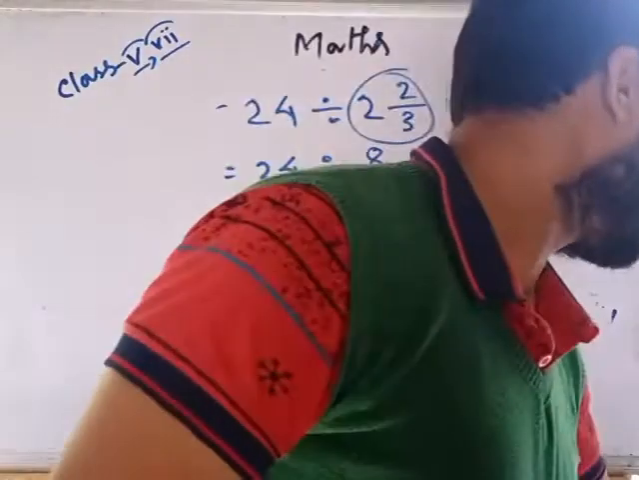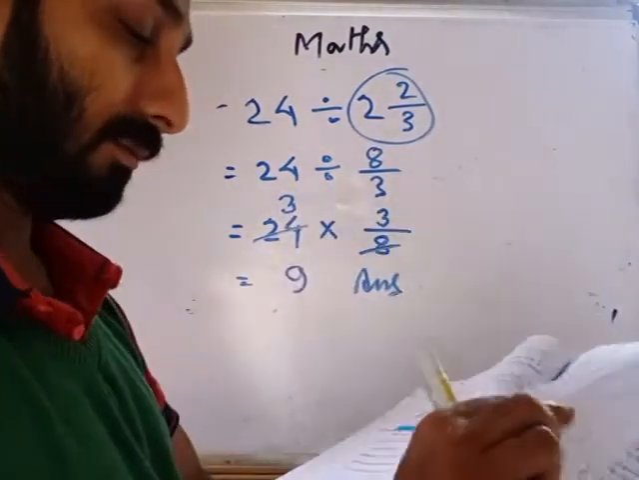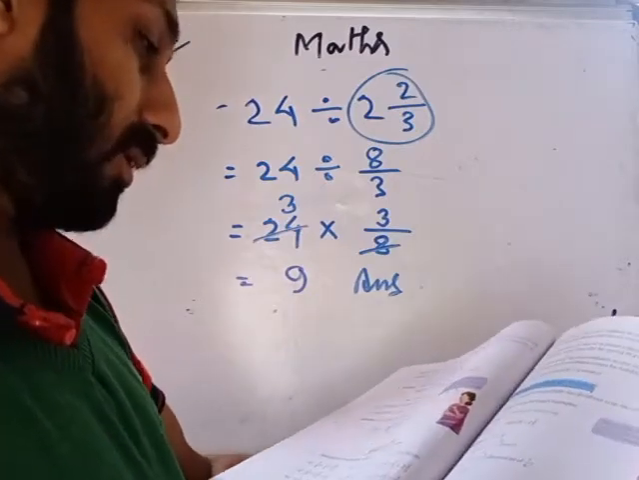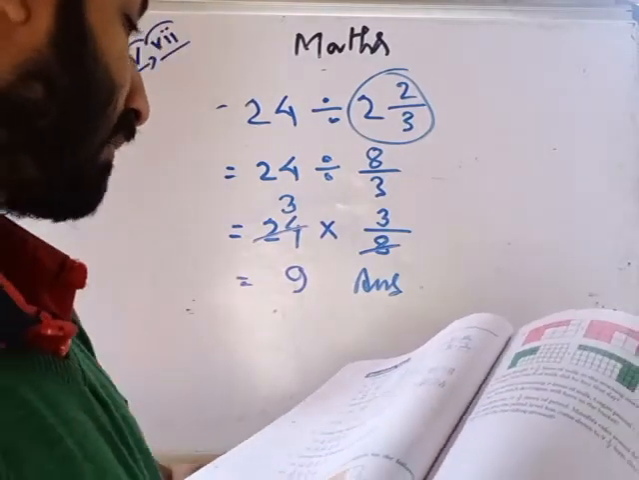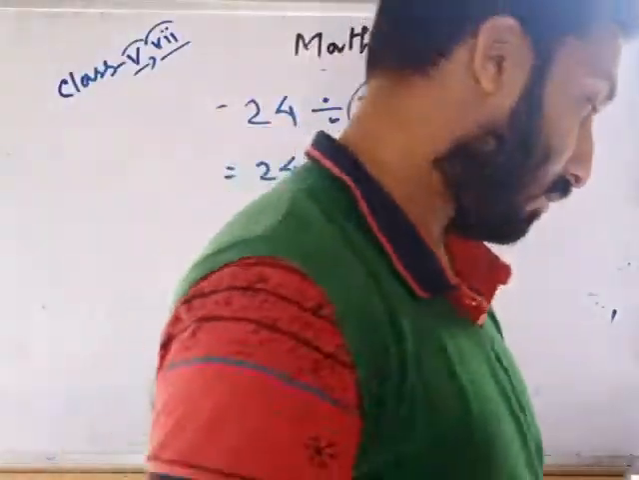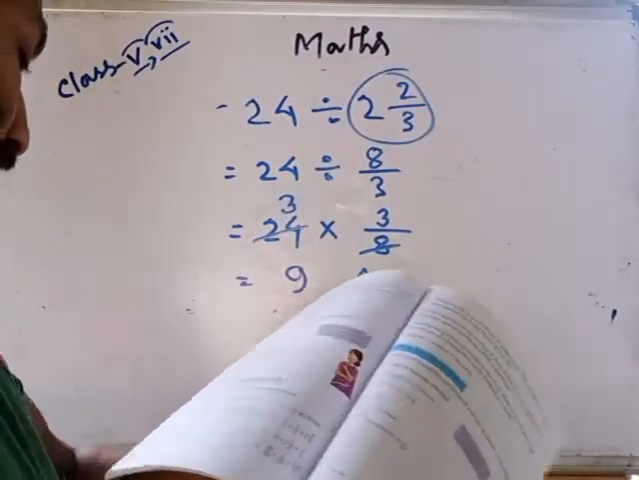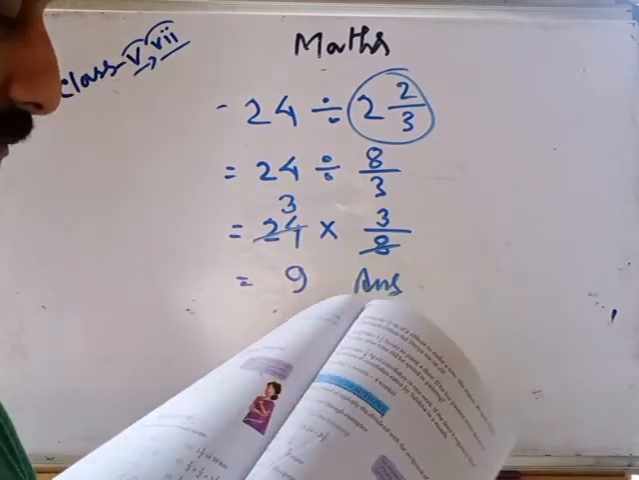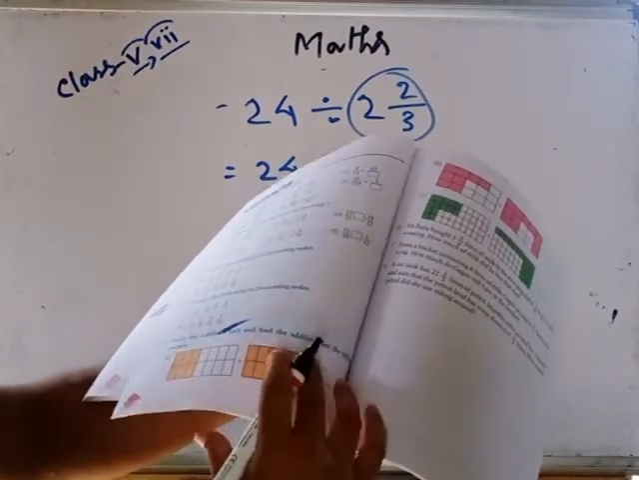Okay, so these are your homework. Page numbers 64, 68, 70, 71 and 72. All of these are your homework, from class 5, till this.